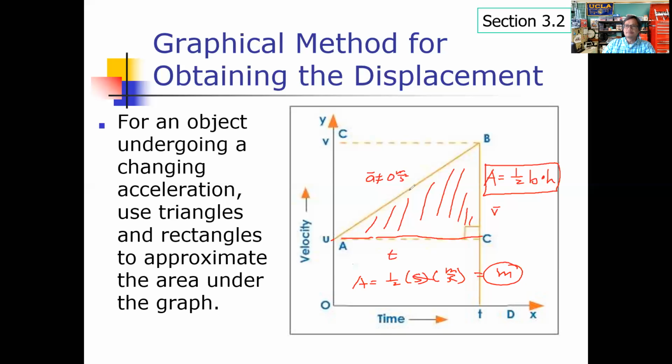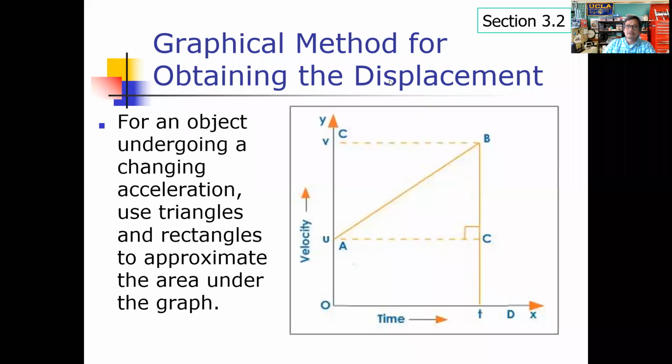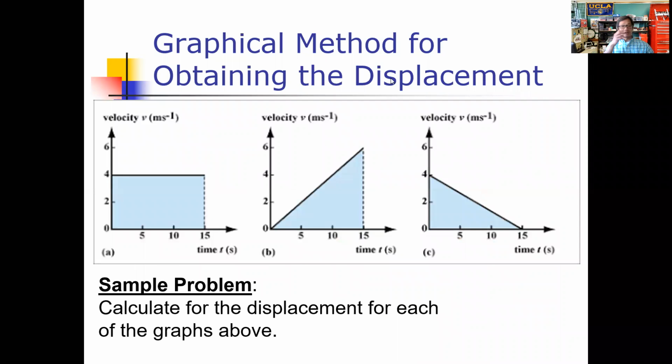So with that said, let's take a look at a couple of examples. Okay. So we have 3 graphs here. I want you to take the remaining time and work out the displacements for these 3 objects. So you have 3 objects with the velocity time graph plotted for each. I would like you to calculate the displacement for each one of these.